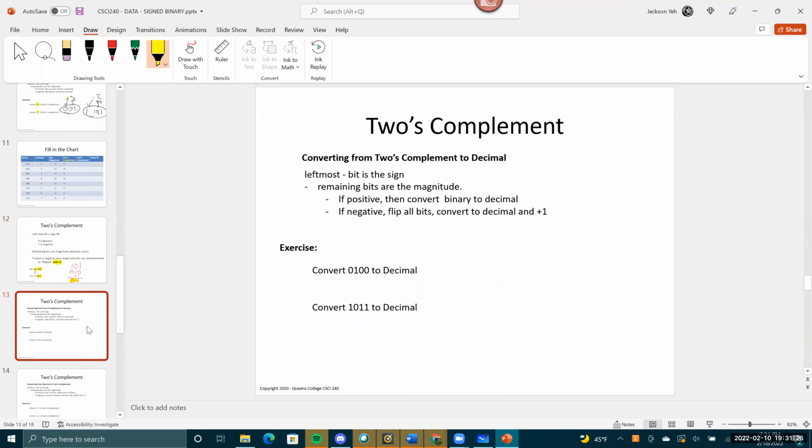All right, let's see the exercise. With that being said, I want you to look at these two problems again, 0, 1, 0, 0 and 1, 0, 1, 1. I want you to convert them to a decimal value. Remember, you convert the magnitude and then you add 1 to the magnitude. Okay, I'll give you a minute or two to work on this.